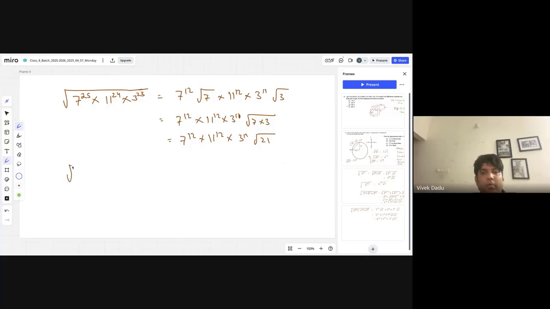Now, let's say I'm not giving the powers and all, I'm giving a normal number here. For example, square root of 432. How do you write this in simplest radical form? You know how to solve the powers now, right? You can easily convert this into power form by doing prime factorization. If you prime factorize it, it comes 2 power 4 into 3 cube.